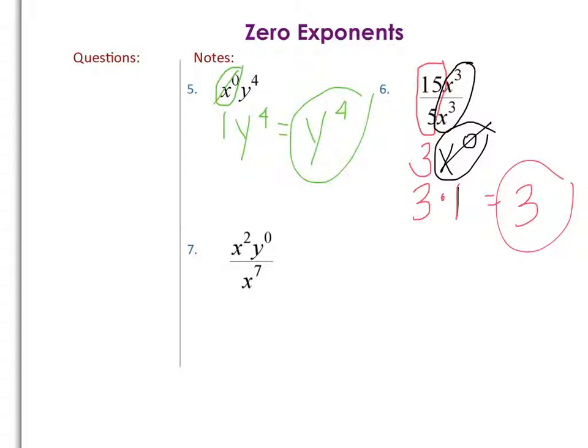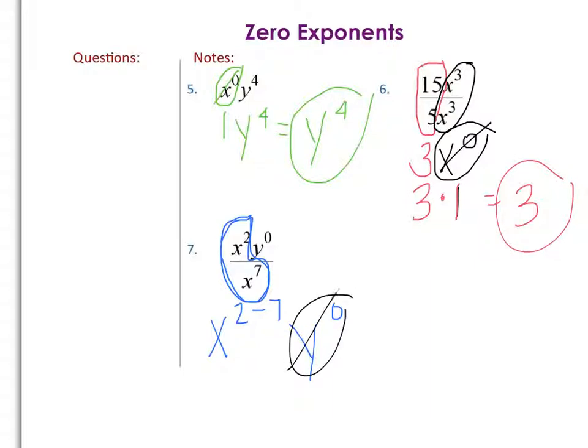Okay, then I have x squared y to the 0 divided by x to the 7th. When I just look at my x's, I have x to the 2 minus 7 times y to the 0. Well, we said that y to the 0 becomes 1. Well, x to the 2 minus 7, that becomes x to the negative 5. Well, then I get x to the negative 5 times 1, which gives me x to the negative 5.